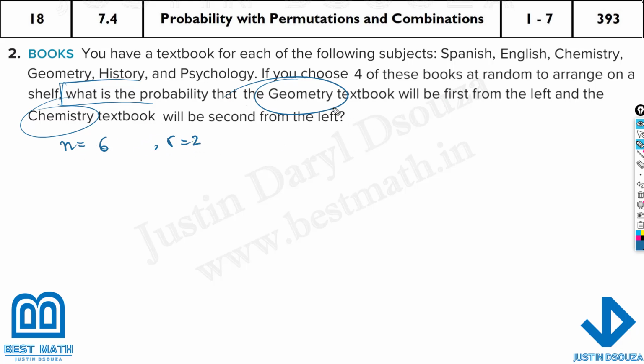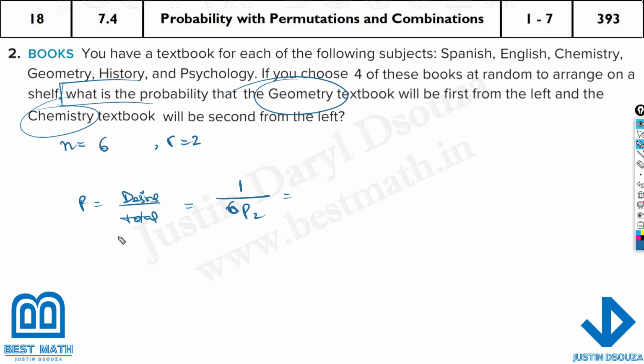Now they have clearly told geometry must be first and then chemistry must be second. How many possibilities are there? So probability is desired by total, right? The desired is only one possibility. Why? Because there is no other way you can have geometry and chemistry. This must be first and this must be second. That's it. And then what is the total possibilities? nPr, that is, N is 6, 6P2. Just this is the answer.